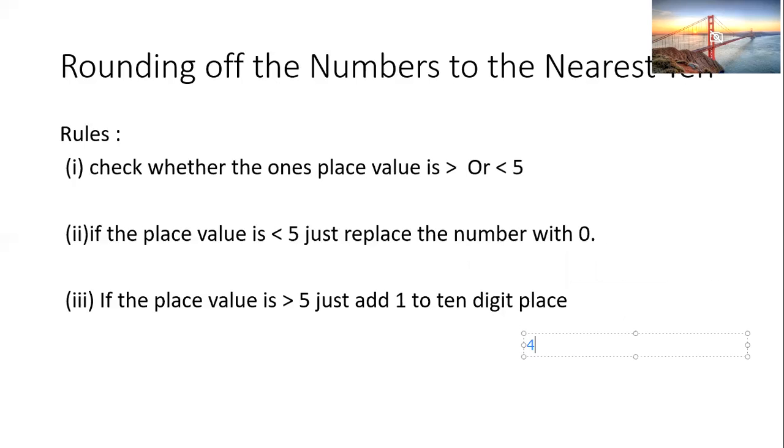Listen, children, 46. What is the ones place value? The ones place value is 6. Is 6 greater than 5 or less than 5? Yes, 6 is greater than 5. So you have to add 1 to the tens place, and we will get 5. Next, you have to put 0 in the ones place. This is the rule.